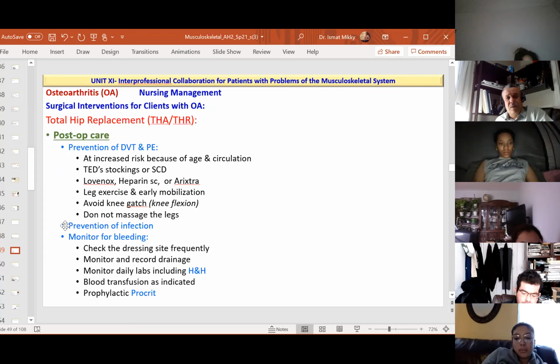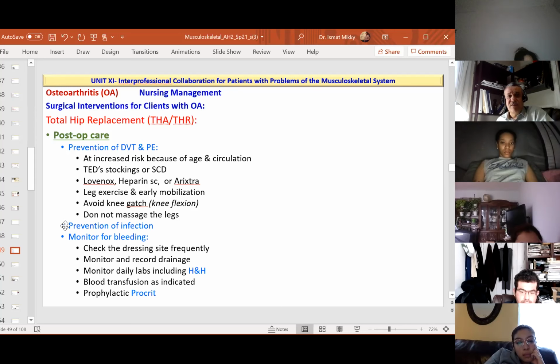So post-op, another or additional nursing interventions post-op are to prevent DVT and PE. For example, make sure the patient is receiving the Lovenox or heparin or any type of anticoagulant to prevent blood clots, especially with hip fractures, and post-op the patient will be at risk for thromboses.